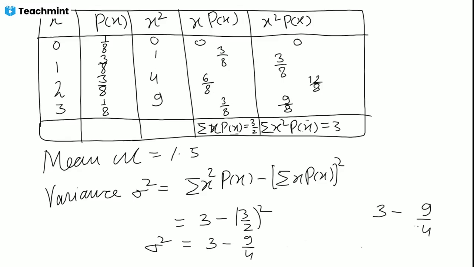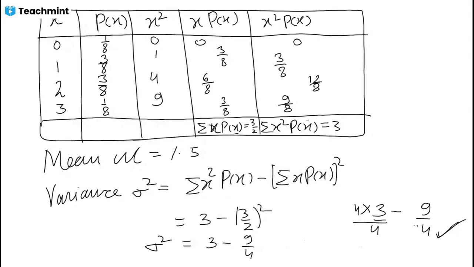Do you remember in fractions, to make the same denominator, we multiply and divide by this number. So we made 4 the denominator, and 3 into 4. Now you got it? Yes, ma'am.